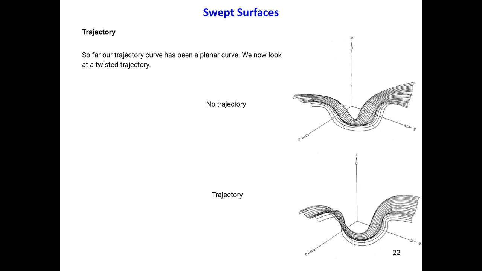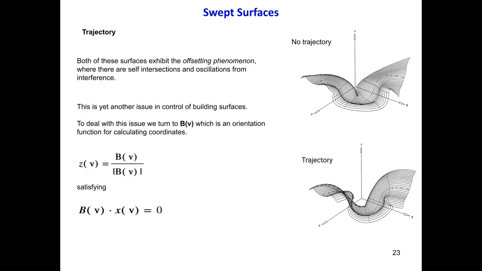You see the trajectory definitely follows a path. When twisting and rotating surfaces with trajectories, they can exhibit this offsetting phenomenon where there are oscillations, self-intersections, interference from the points themselves that are generating the surface. So this is another issue of control in building surfaces.